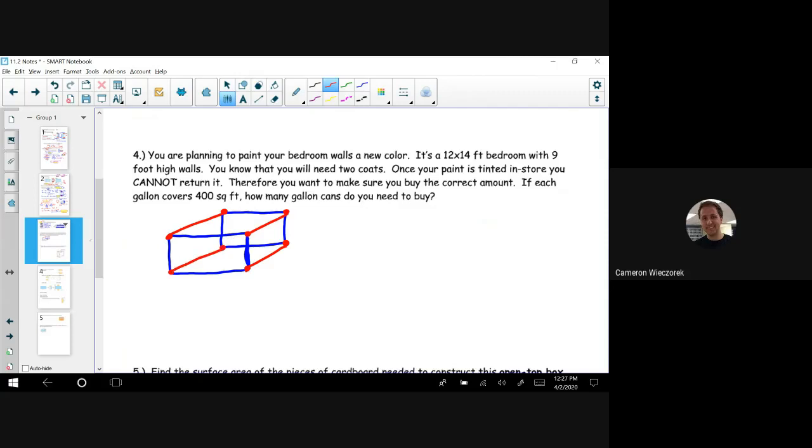So that's kind of a little lesson in 3D drawing. You'll get better at it over time if you practice it.